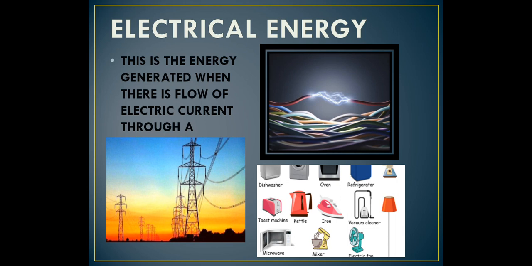And we get this electrical energy from the power stations through transformers and through some other means. Now you can see some of the appliances we use with electrical energy, like your pressing iron, your TV set, your refrigerator. All these we use with electrical energy. So electrical energy is very important in our modern life.